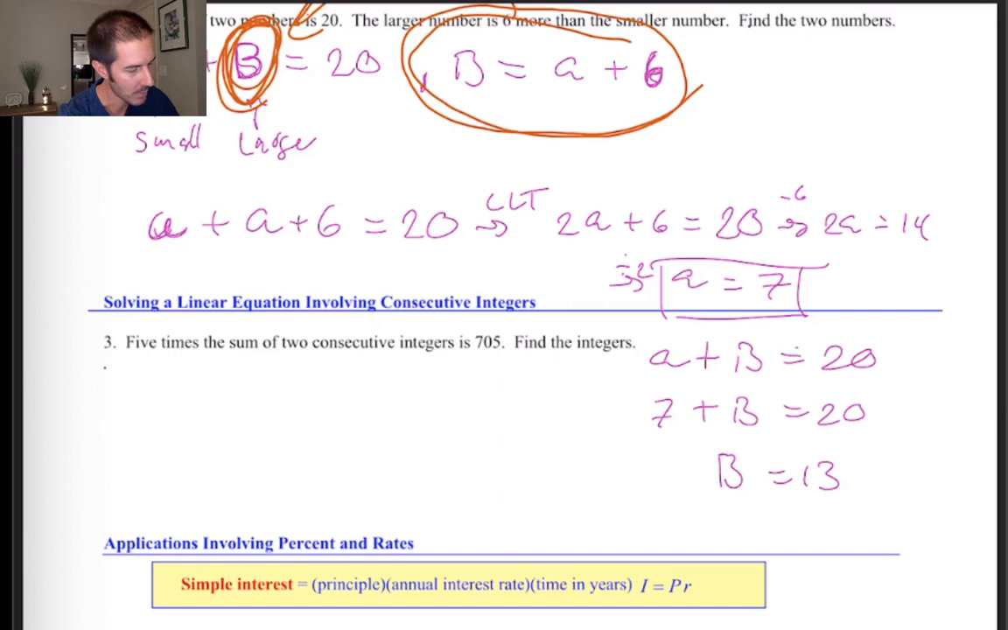I'm going to do it again. I'm just going to do it better. There we go. Now it's b equals 13. All right, so those are your two solutions for that first problem.